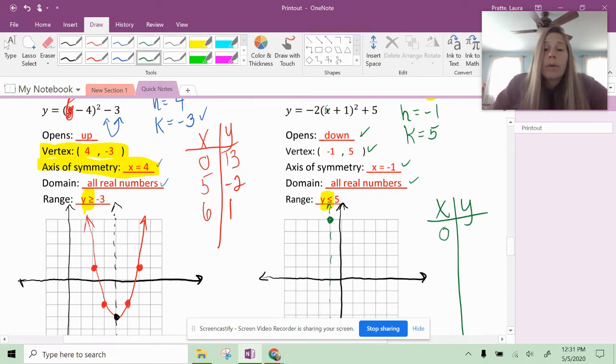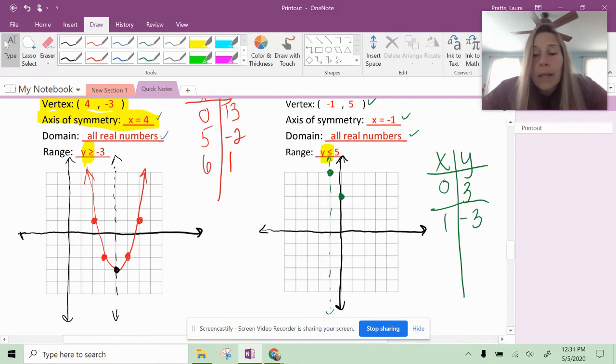If I plug in 0 here, 0 plus 1 is 1. 1 squared is 1. 1 times negative 2 is negative 2, and negative 2 plus 5 would be 3. So that's (0, 3). And maybe I'll try another one too. I'm going to do 1. So if I put in a 1, 1 plus 1 is 2. 2 squared is 4. 4 times negative 2 is negative 8. And negative 8 plus 5 is negative 3.